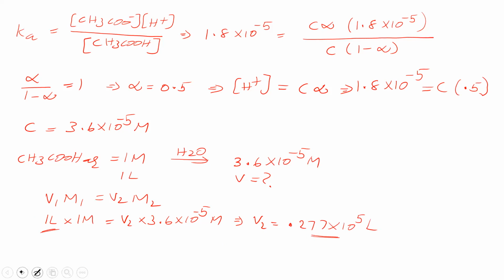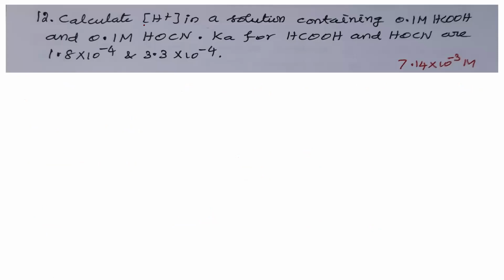Okay, next question. Calculate the H plus concentration in a solution containing 0.1 molar formic acid and 0.1 molar HOCN. Now, what is there in the solution? Formic acid is present and cyanic acid, HOCN, is present.